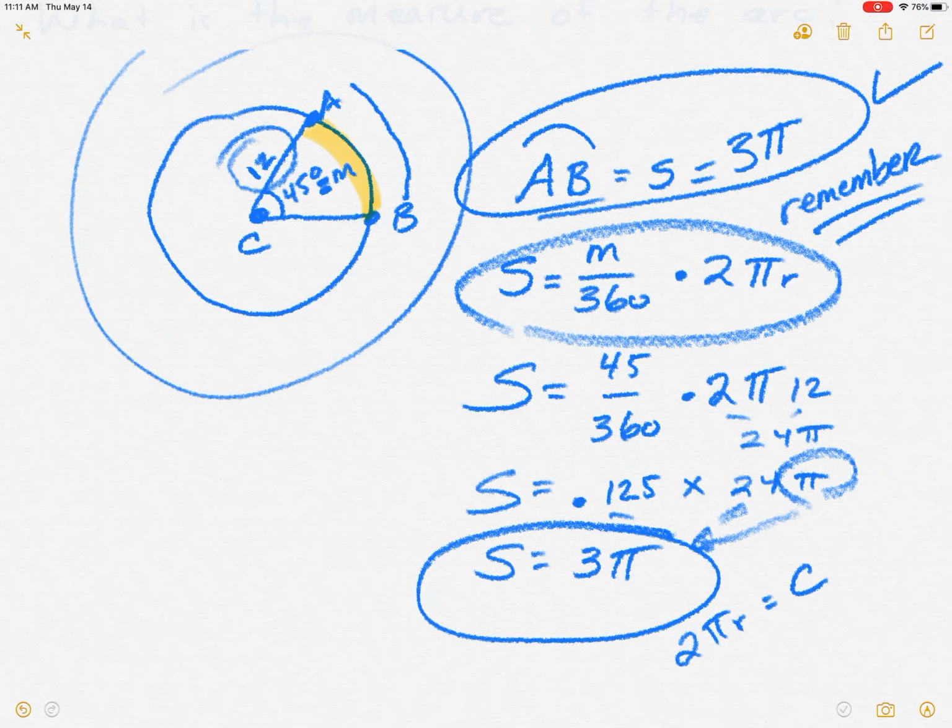Now I'm going to have you do a couple practice problems just to practice that skill, and this is going to look very similar to your exit ticket. Talk to y'all soon.